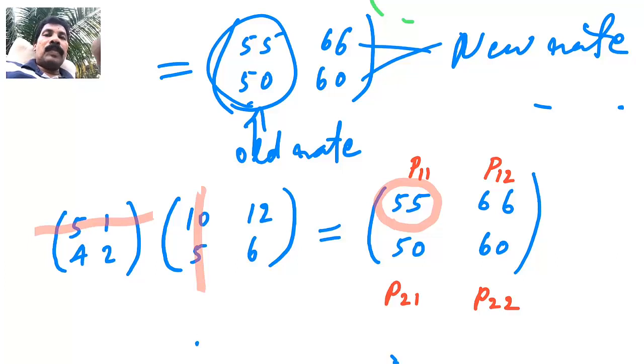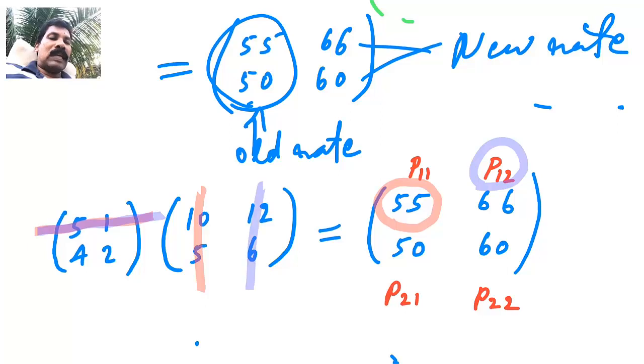Similarly, in order to get the second element, that is the P12 position. P12 position means first row and second column. So we will take the first row of the first matrix and then the second column of the second matrix. So you can see 5 1 multiplied respectively by 12 6.